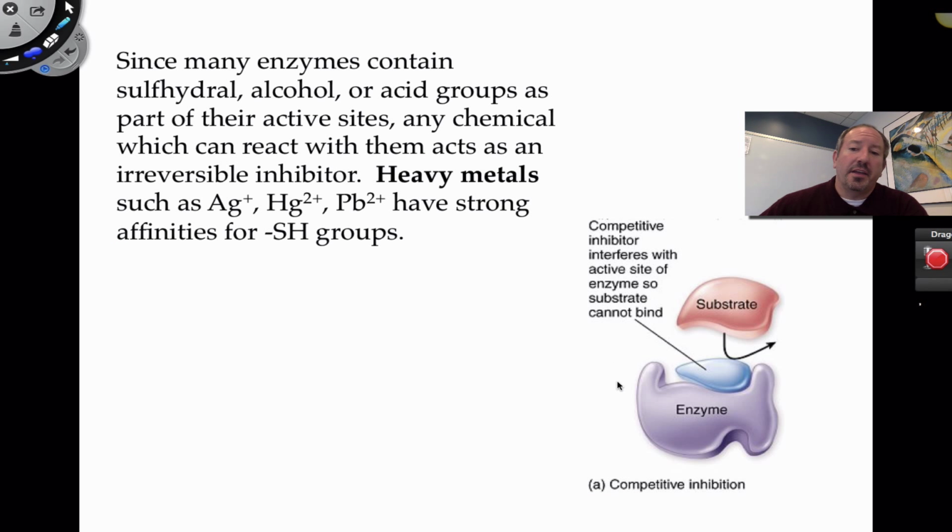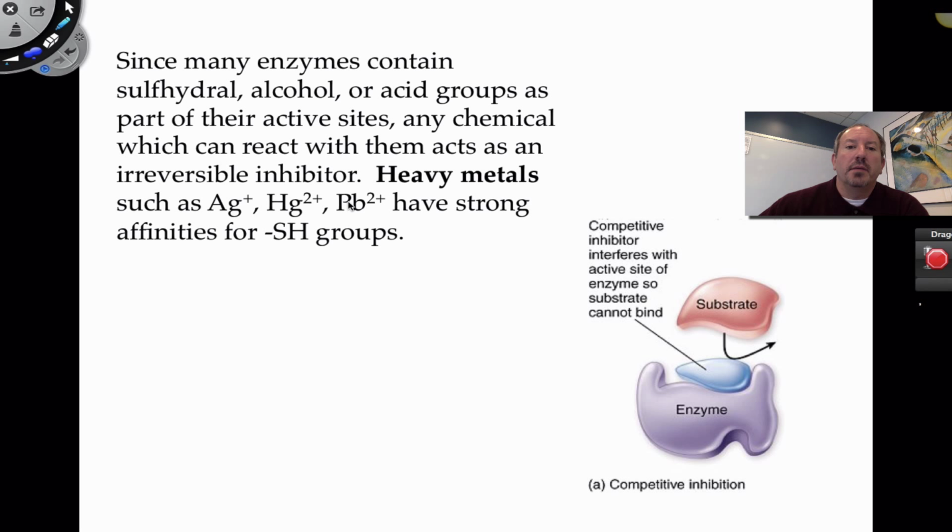Let me give you an example of this. You're like, well, what kind of things are we talking about? This cartoon drawing suggests that the competitive inhibitor could be large, almost as much as the substrate, but it could even be something really small. For example, we might all know that lead is poisonous. We might know that mercury is poisonous.